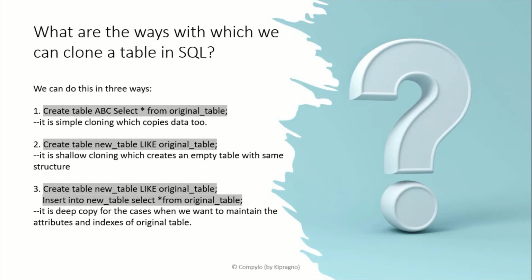Second is create table, then new table like original table. It is shallow cloning which creates an empty table with same table structure. Third is create table, new table like original table, and then insert into new table, select asterisk from original table. It is deep copy for the cases when we want to maintain the attributes and indexes of original table.